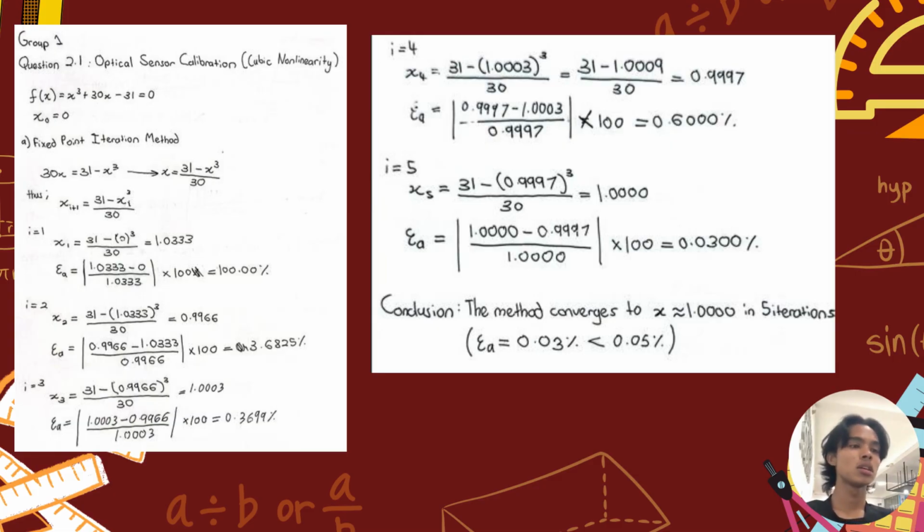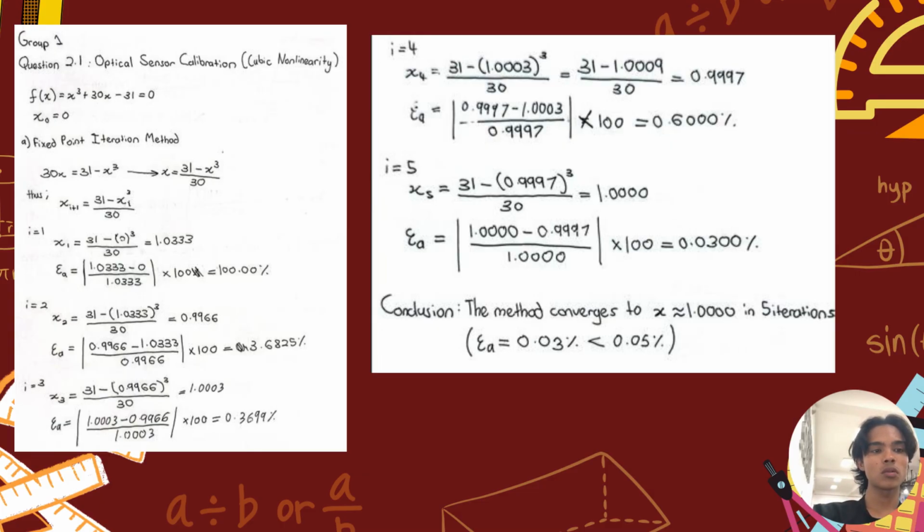As you can see, the manual solution of chapter 2 for question 2.1, optical sensor calibration, cubic nonlinearity, f(x) equals x cubed plus 30x minus 30 equals 0, and then we got 0x0 equals 0, and this is the manual solution for question A, fixed point iteration method.